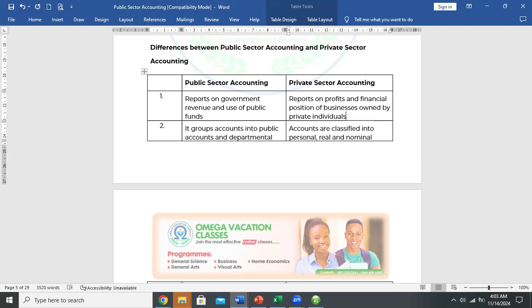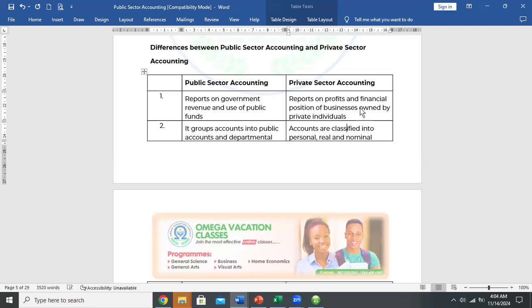Two, it groups accounts into public accounts and departmental accounts. So under the public sector, the accounts are grouped into either public or departmental, right? But when it comes to the private sector, we have the personal account, real account, and the nominal accounts.